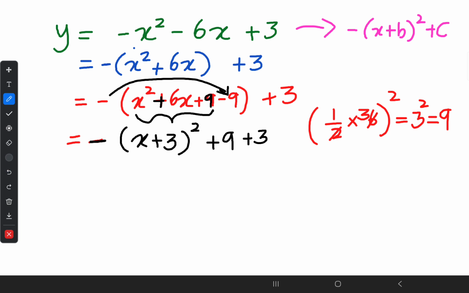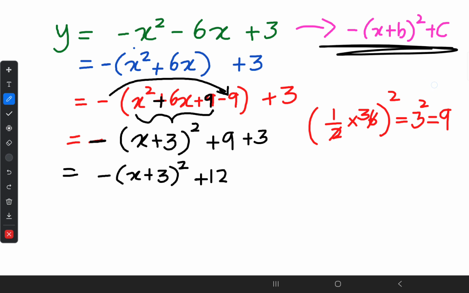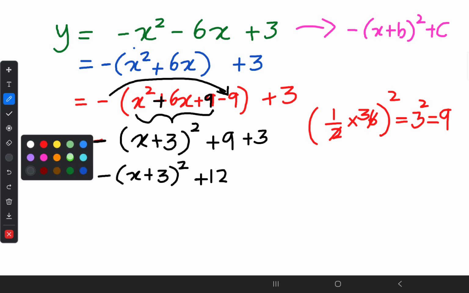So negative into negative is positive 9, and positive 3. Hereafter, I can write it as negative (x plus 3) whole square, plus 9 plus 3, which is 12. Yes, we got this form. We just made the question into this form. Thereafter, we can analyze the details.